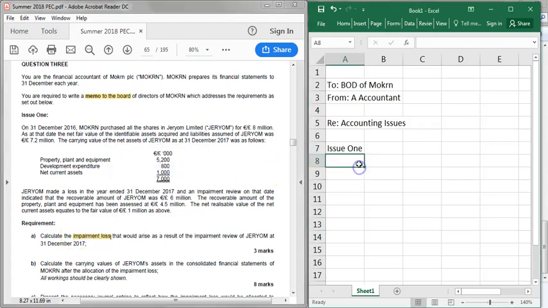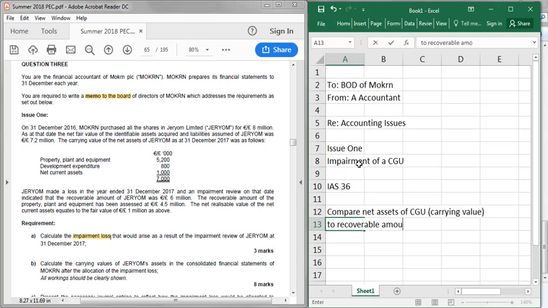So this is specifically the impairment of a CGU, a cash generating unit. So IAS 36, which you'll jot down to show the examiner you know the standard. That deals with two things, the impairment of an individual asset and the impairment of a CGU. Similar approach to each one. You compare net assets of the CGU, which is often called the carrying value, to the recoverable amount.